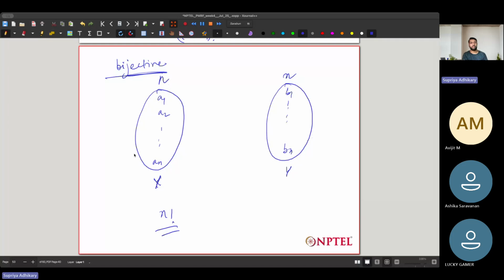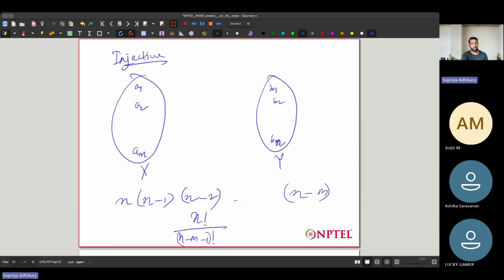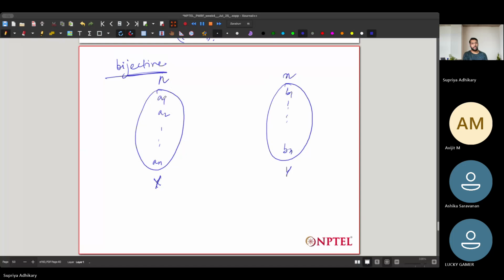One other way we can compute this is just like the previous one. That is, a1 can go to n of these points, a2 can go to n minus 1 of these points, and so on. And finally, an would have only one possible point. So this will be n times n minus 1, n minus 2, up to 1. So that is something called n factorial.